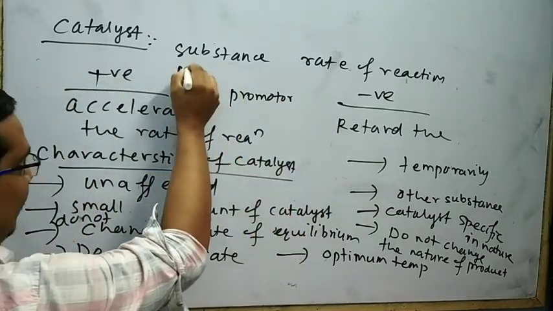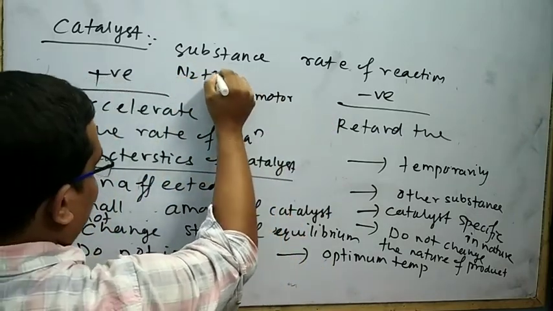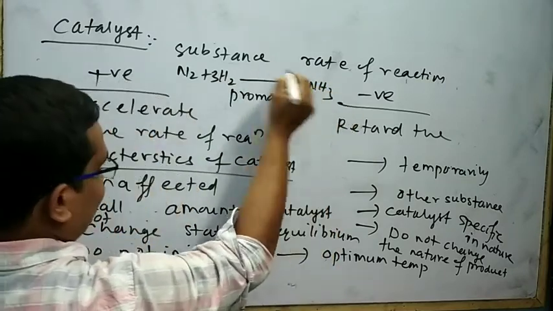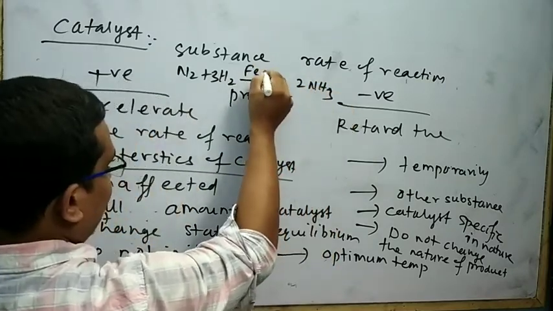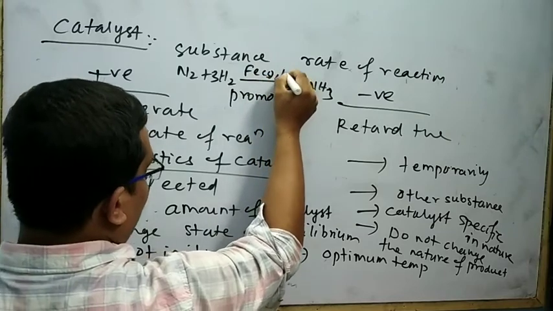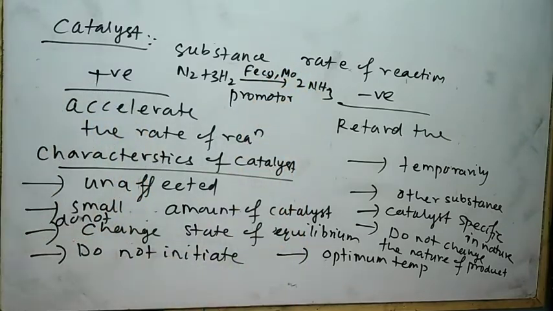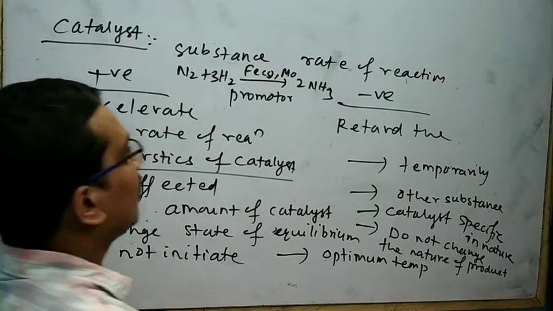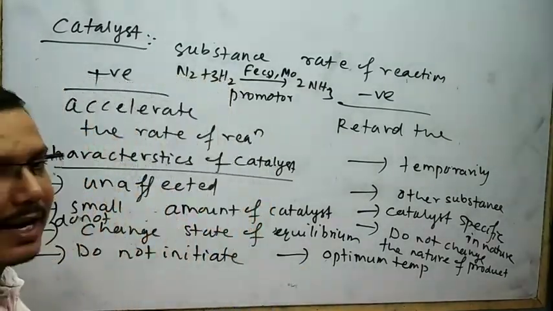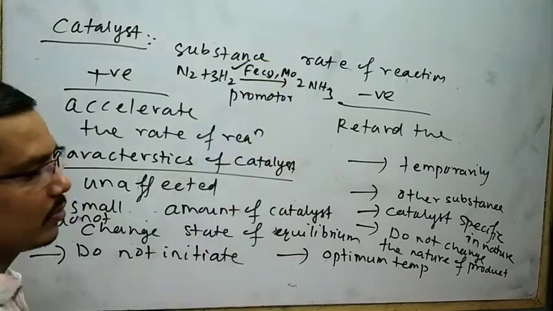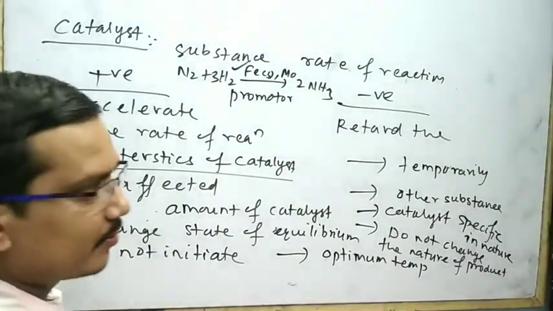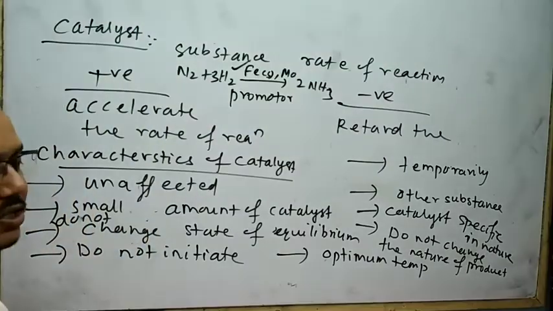Take an example, N2 plus 3H2 gives 2NH3 in the presence of iron and molybdenum. Here iron is the catalyst, molybdenum is used to increase the catalytic activity of iron. So here molybdenum acts as a promoter. These are the characteristics of catalysts.